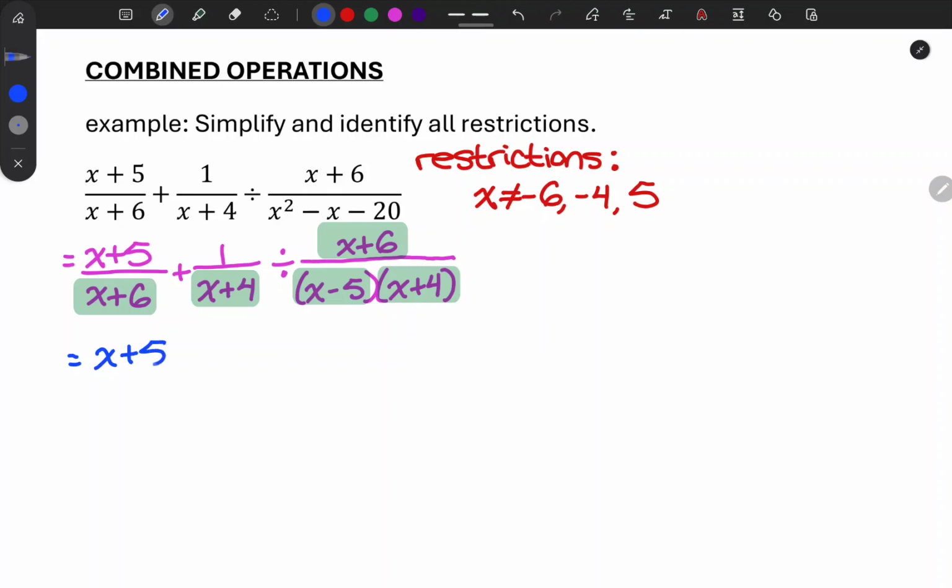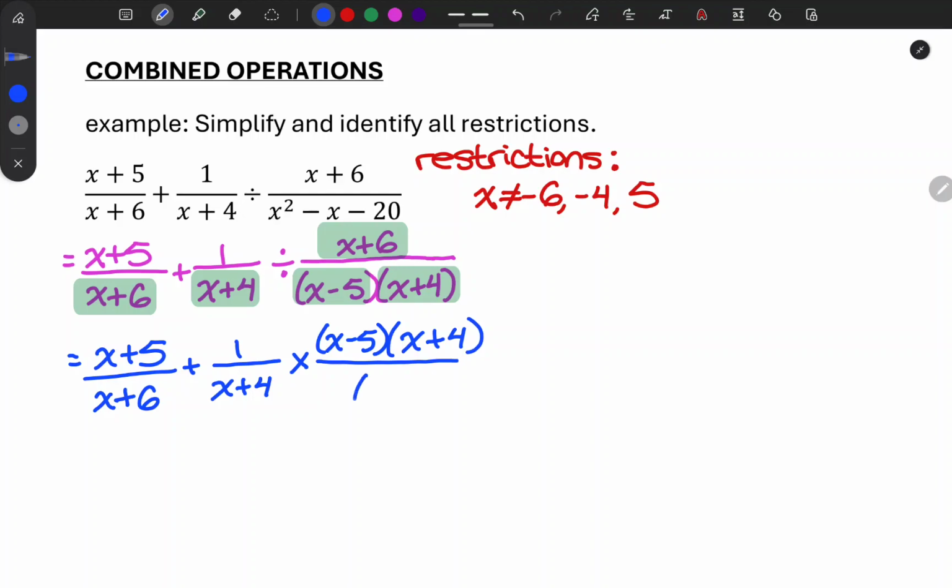So we have x plus 5 over x plus 6 plus 1 over x plus 4. And rewriting as multiplication, we will take the reciprocal, we'll do x minus 5, x plus 4 in the numerator, and x plus 6 in the denominator. Now I'm going to focus specifically on the multiplication problem since that is what we need to do first.